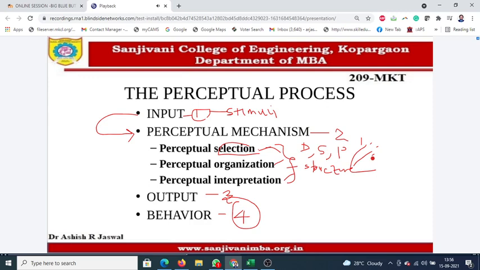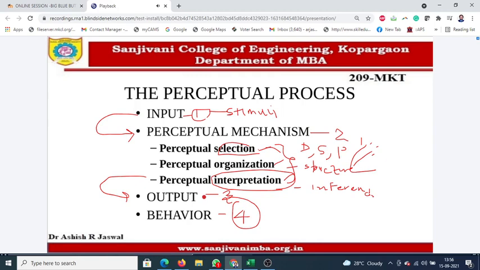Similarly, in the perceptual mechanism, there is a third process called perceptual interpretation. What is this interpretation? Interpretation is the process of drawing inferences out of organized whole and giving meaning to it. म्हणजे आपण इंटरप्रिटेशन म्हणजे काय करतो? आपण इन्फरन्सेस काढायचा प्रयत्न करतो. Once the input is interpreted, it will result in output. म्हणजे याचं end will be an input for an output. When input is interpreted, it will result in an output.